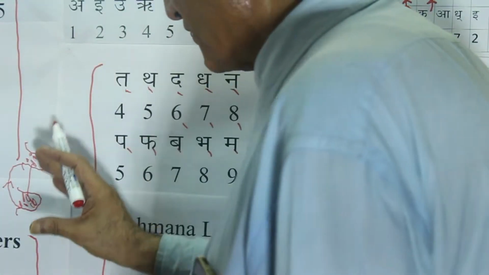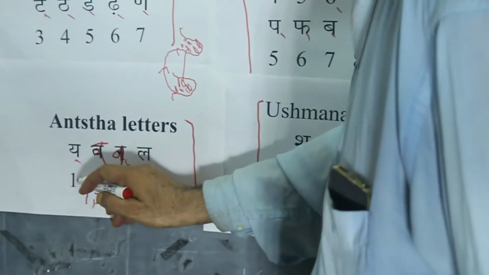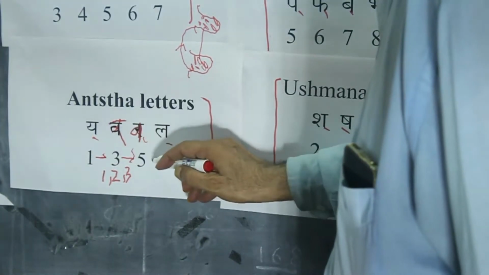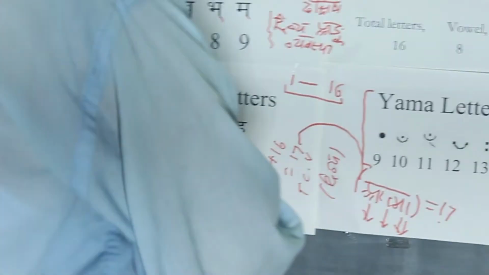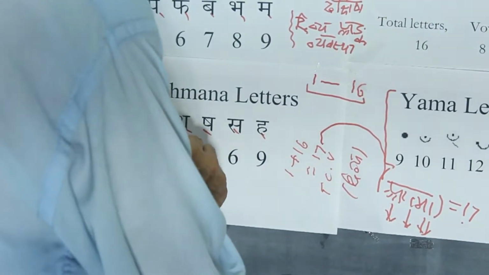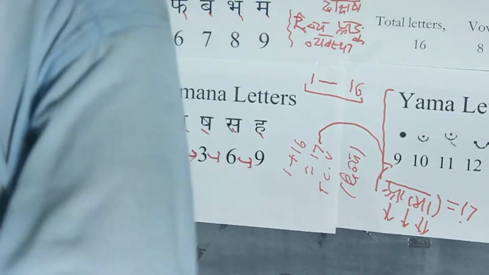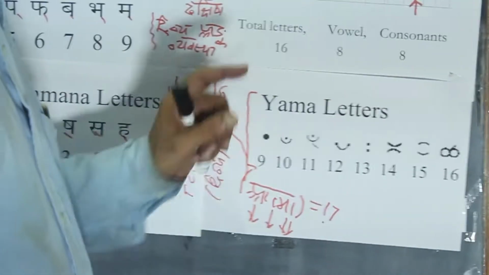Thereafter, there are 4 Anthastha letters, which are Ya, Va, Ra, La. These are associated by symmetry with 1, 3, 5 and 7. Thereafter, we reach the Ushmana letters, which as a second sequential form take us to 3, 6 and 9. Finally, the Yama letters are associated with values 9 to 16.